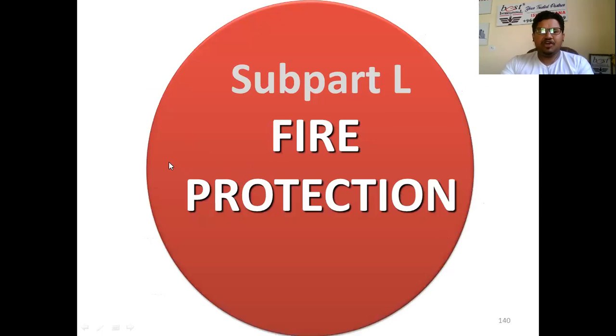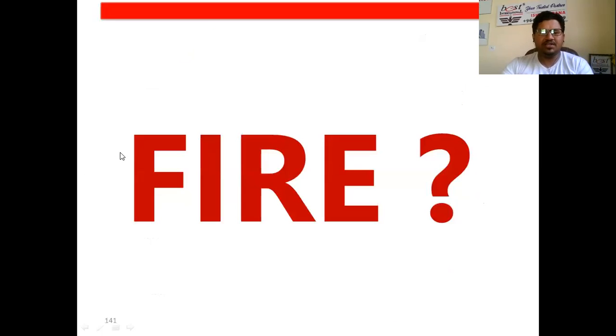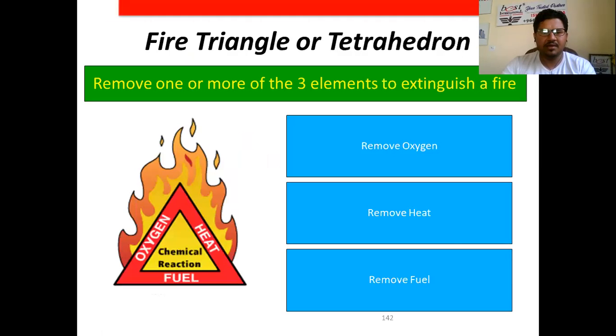Yes, we need fire protection, like subpart L. It's all about, we need to understand what is fire. It's a triangle. It's a combination of three words: oxygen, heat, and fuel. And of course, we need a chemical reaction, so fire will be there. But more importantly, remember we can remove any of the elements and see how the fire will break out.